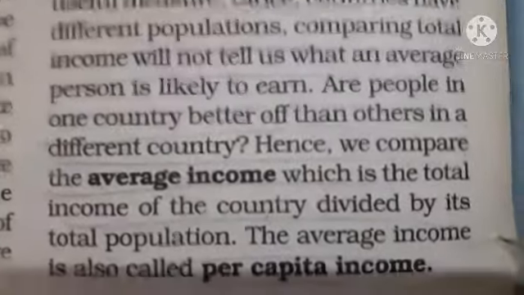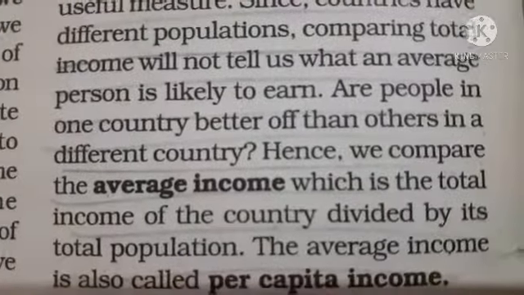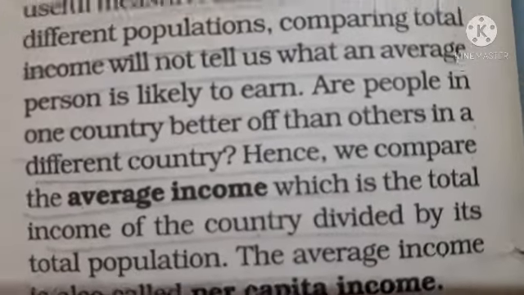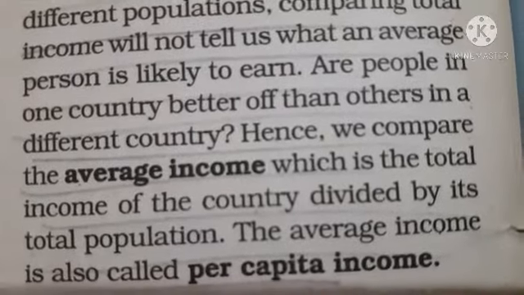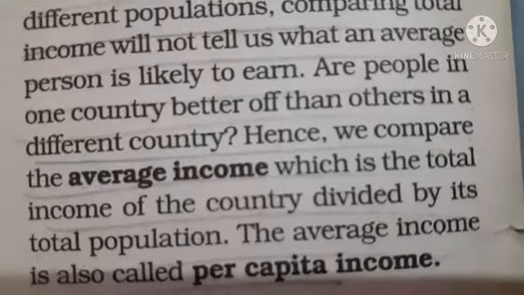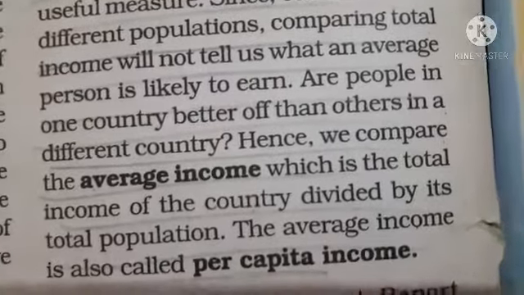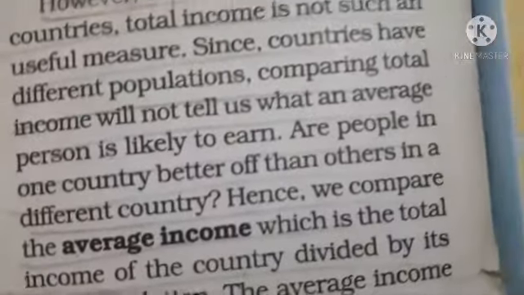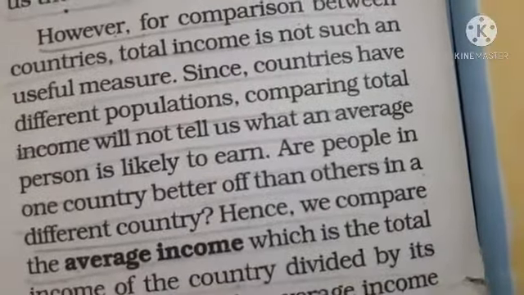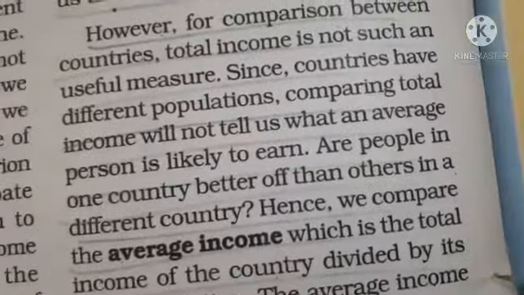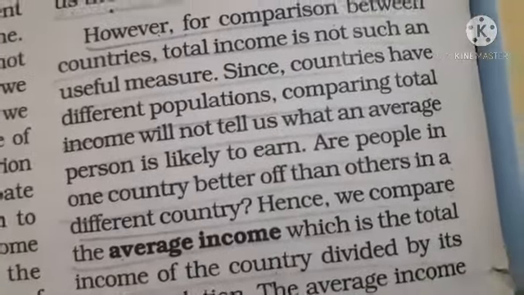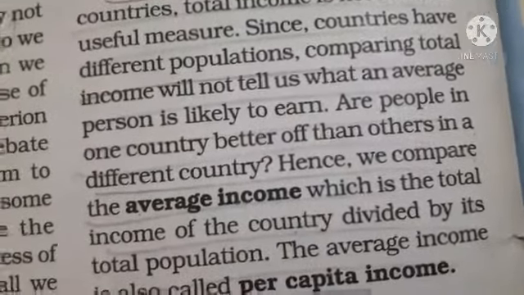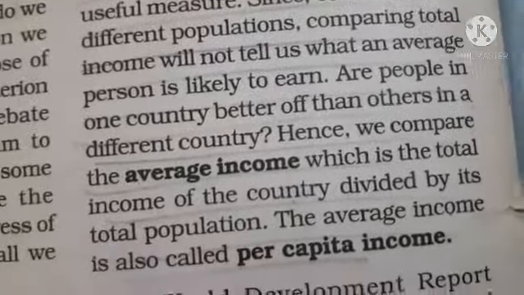Okay, so what is the average income? By average income, we mean the total income divided by the total population of that country. So the average income that we calculate, on the basis of that we compare whether a country is developed or less developed. That is also called per capita income. So how do we compare the country on the basis of income? Do we take the total income or average income? We use average income. And how do we calculate average income? Total income of the country is divided by the total population of the country.